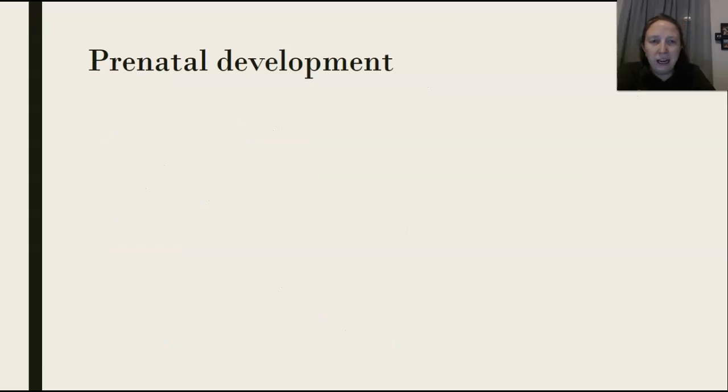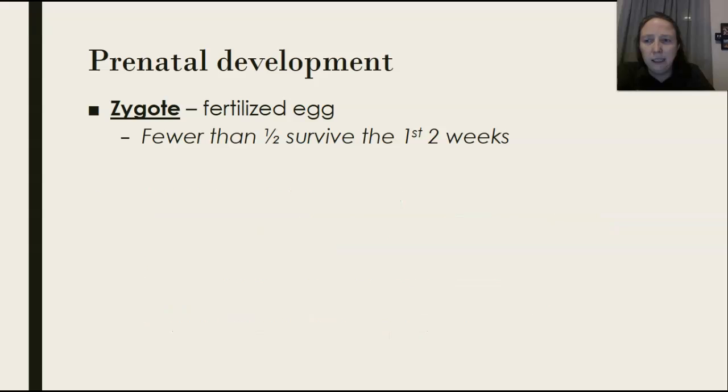Okay, let's get into prenatal development. So the first phase of prenatal development is being a zygote. Once that egg is fertilized, it is a zygote, and this stage only lasts about 2 weeks, and fewer than half survive the first 2 weeks. So, quite frankly, many eggs get fertilized, and just nothing comes of it in terms of a baby.